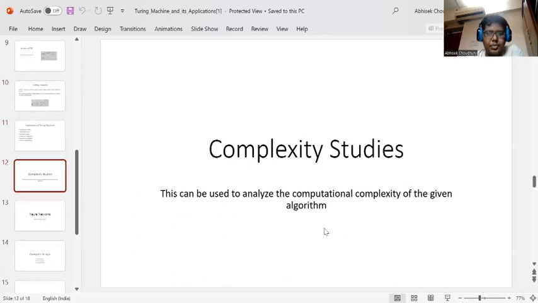So complexity studies, as we discussed, if we have an algorithm, we can design a Turing machine. Using that equivalent Turing machine, we can analyze the computational complexity of the given algorithm. So we can figure out how much time and how much memory it will use to solve a particular problem using that equivalent Turing machine.